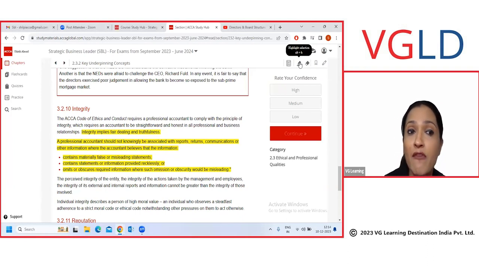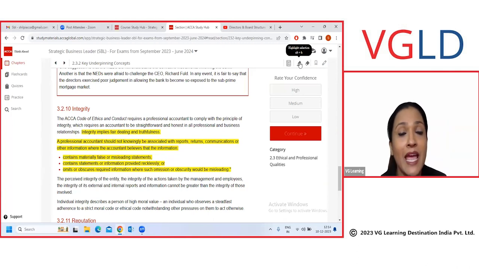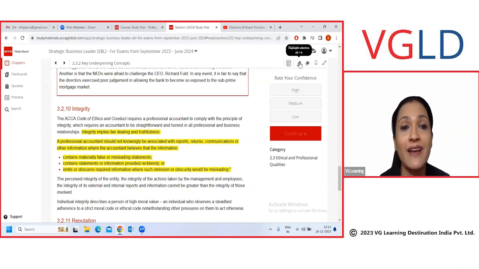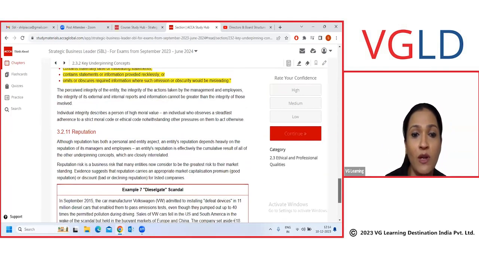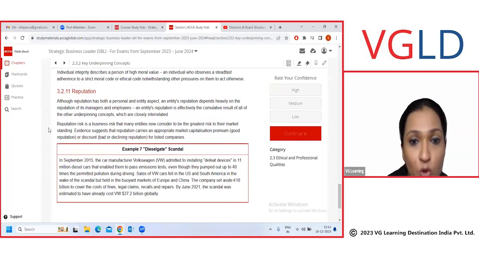So it contains materially false or misleading statements. If it contains statements or information which has been provided recklessly, or omits or obscures required information where such omission or obscurity would be misleading, again, it would be considered as something which goes against the integrity of the organization. Reputation at all times, you cannot bring any disrepute to the goodwill of the organization. Whatever decisions you are taking, you have to show that you are the face of the organization.